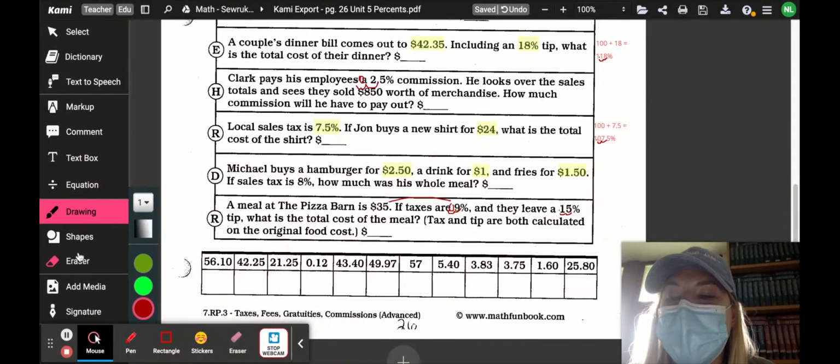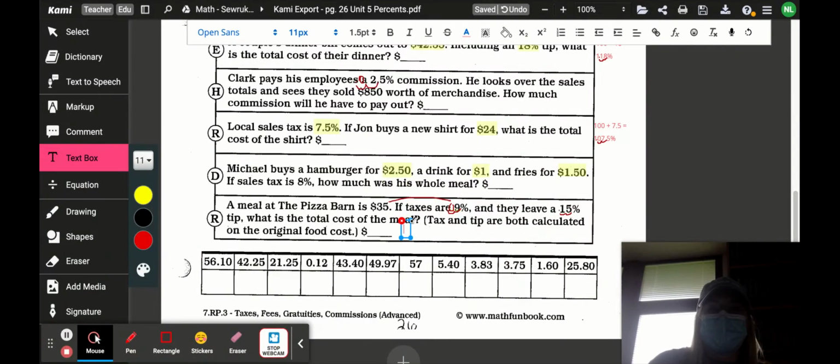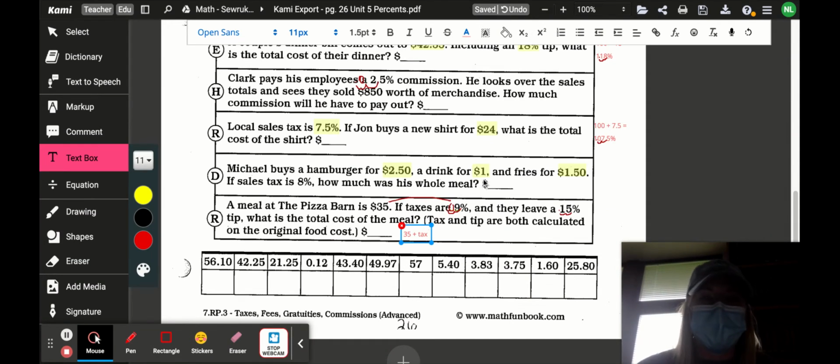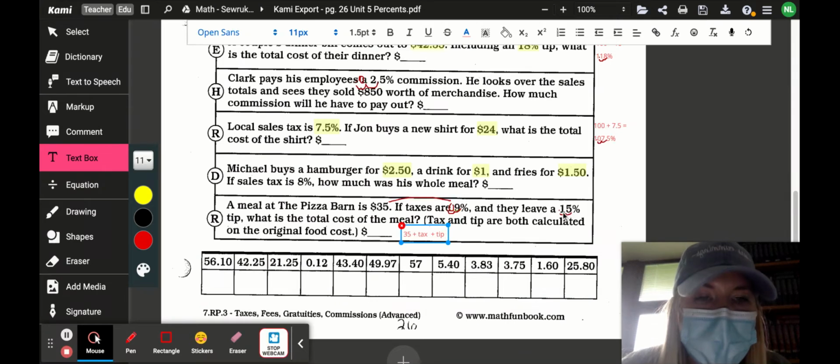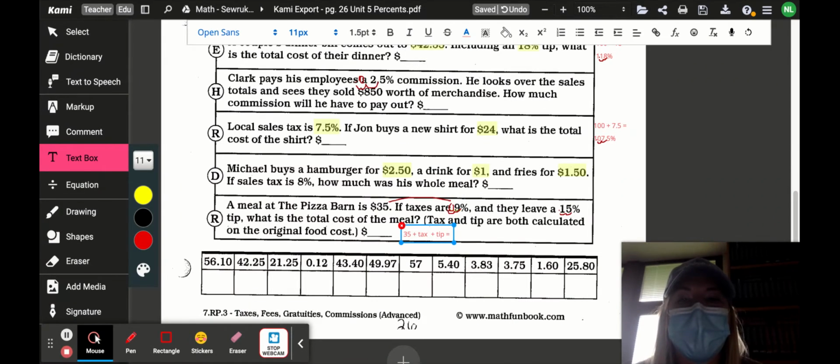And then you're going to add together the cost of the meal. So that's the $35. Then you have to add whatever you got for the tax. So how much was the tax that you calculated, this times this. And then you're going to also add what you got for the tip. So whatever you got for 0.15 times 35. You're going to add those 3 things together, and that will give you the total cost of the meal.